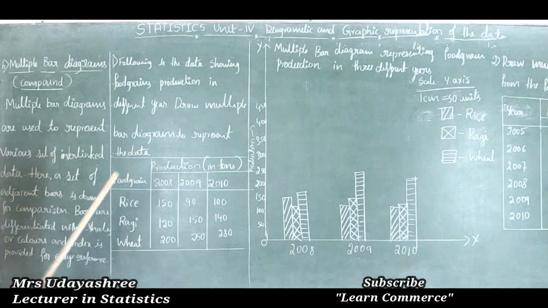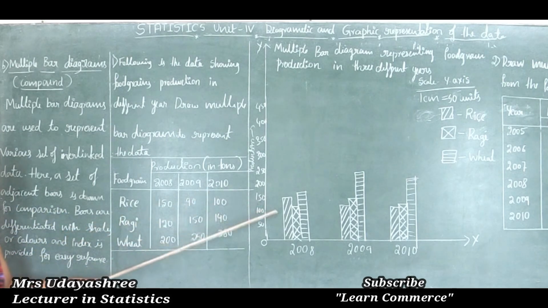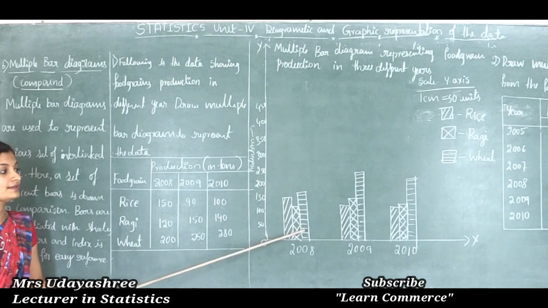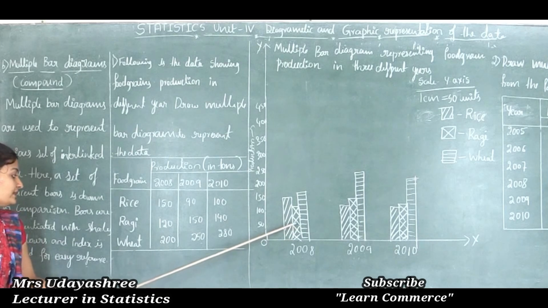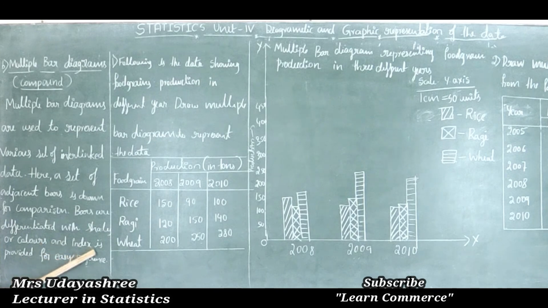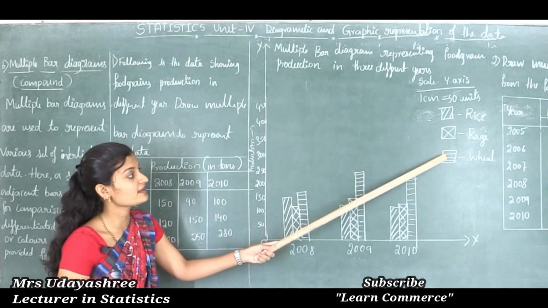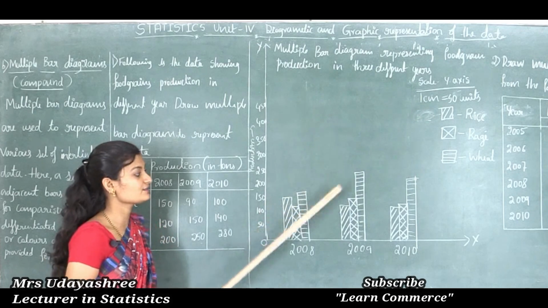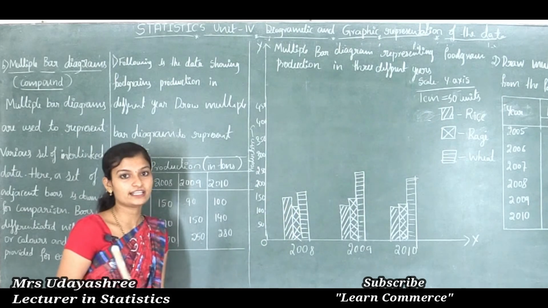And see, here is one more term. Here bars are differentiated with shades or colors. So here each bar has different shading. So this indicates the different types of productions. And an index is provided for easy reference. Index is nothing but these marks, these are the index. So these indexes are provided for easy reference of what is this and what is this. So these indexes are used for easy reference.